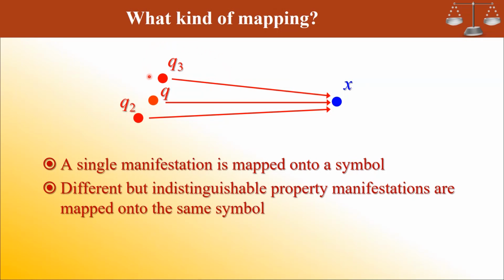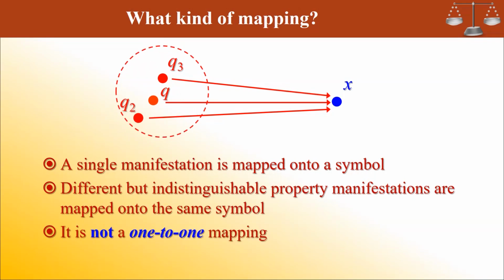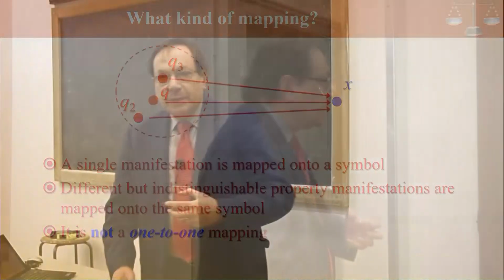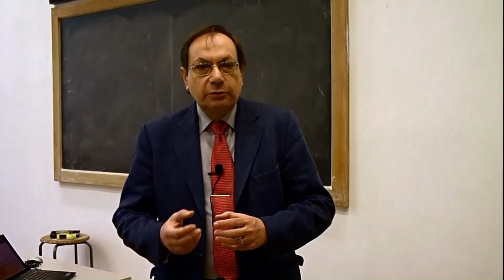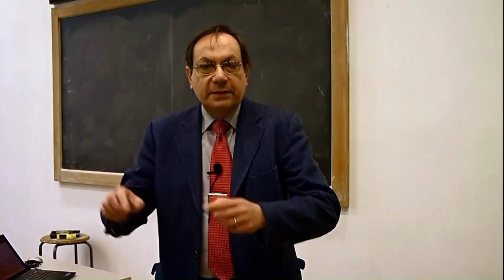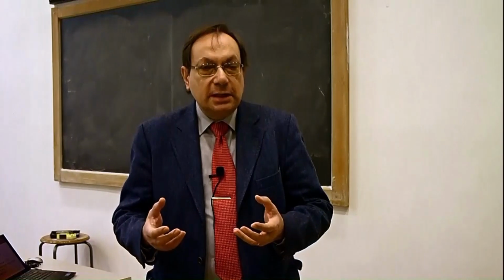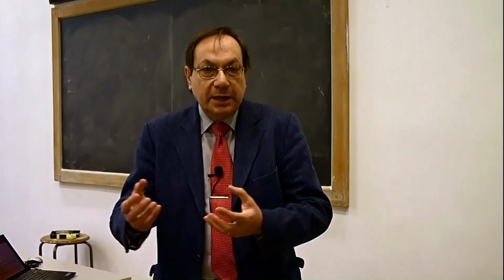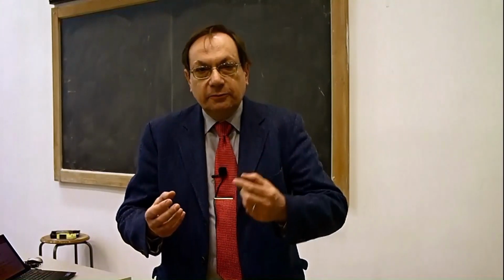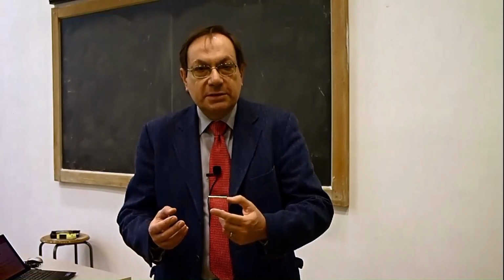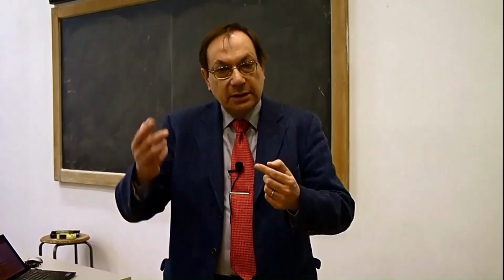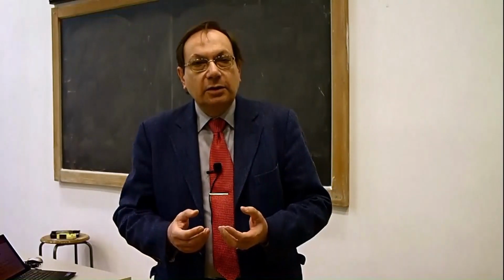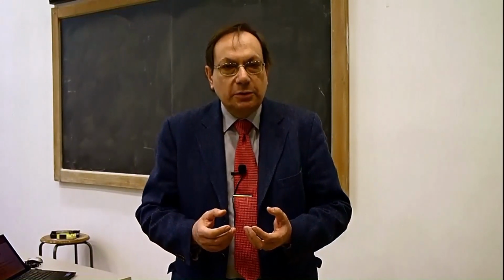So they can be mapped onto the same symbol, as you see here. So this is not a one-to-one mapping, but a multi-to-one mapping. I could have modeled it also with a single manifestation mapping on different symbols. It's more or less the same, because if I cannot distinguish, it may happen that while different manifestations go on the same symbol, then if I consider another manifestation and another symbol, they can go also on multiple symbols.